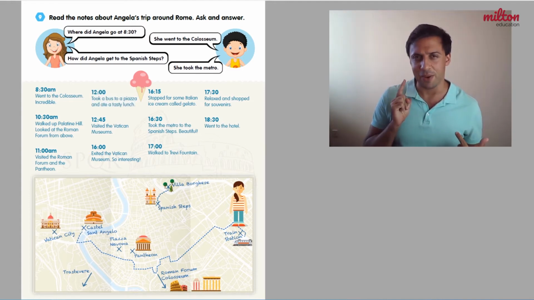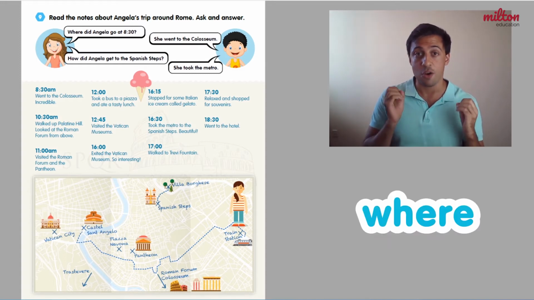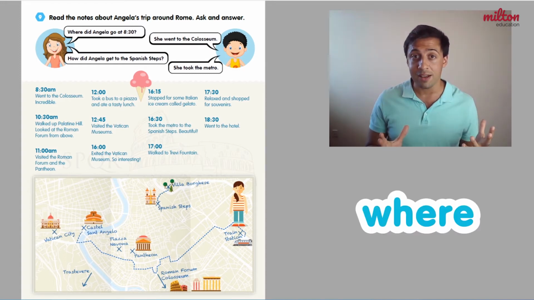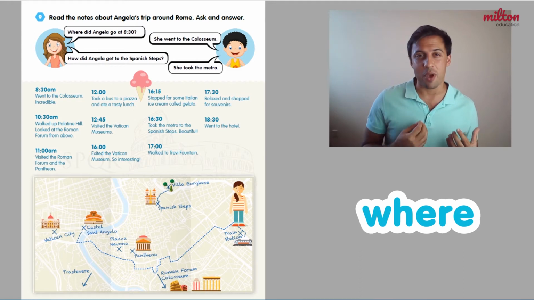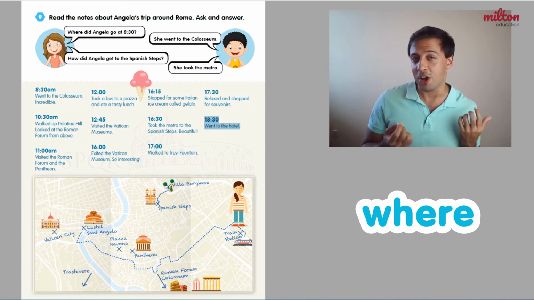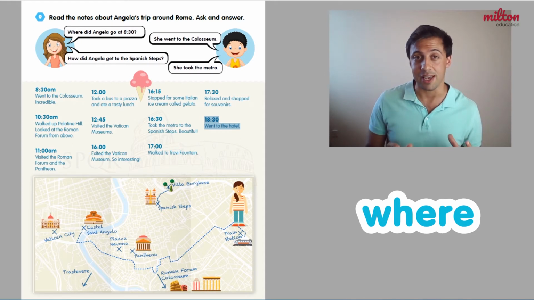If you listened to exercise 8, the other question word that you would have heard is where. Where is a word that we use when we are talking about places or the position of things. In her notes, Angela only tells us about her day up until 6:30. So I wonder, where did she go in the evening?